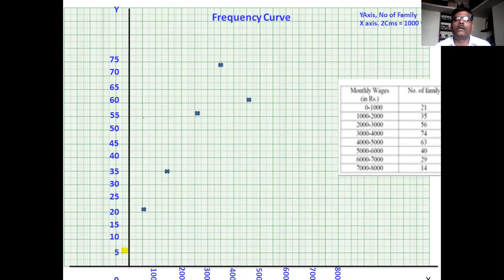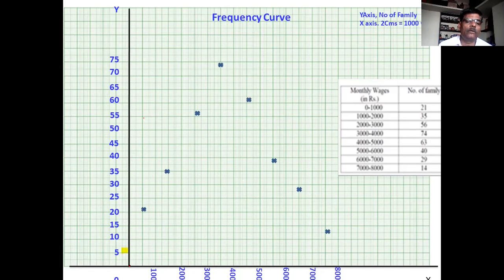Then 29 is to be plotted in the middle of 6,000 and 7,000. And last, 14 is to be plotted in the middle of 7,000 and 8,000. Like this, you plot the points, then draw the graph from this point to this point. You see here.